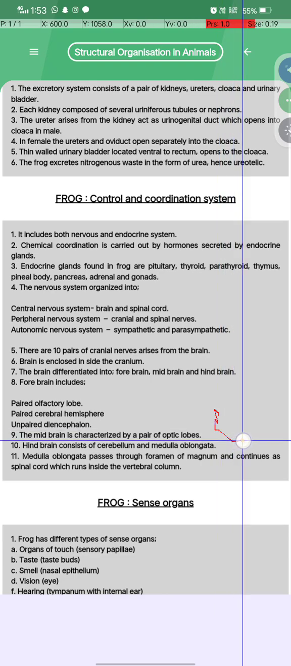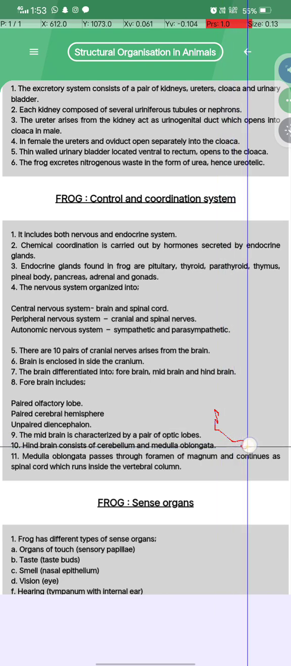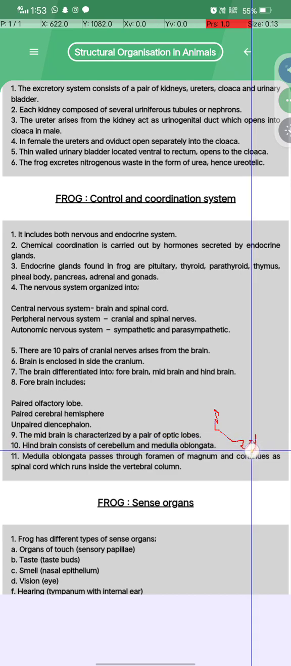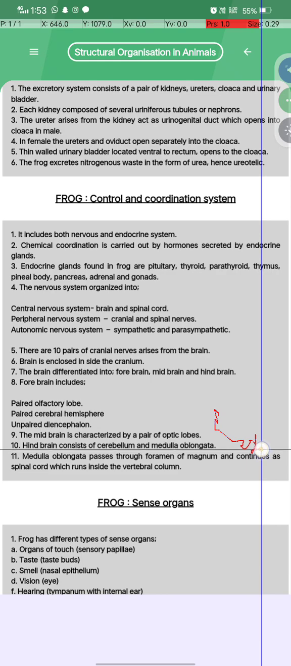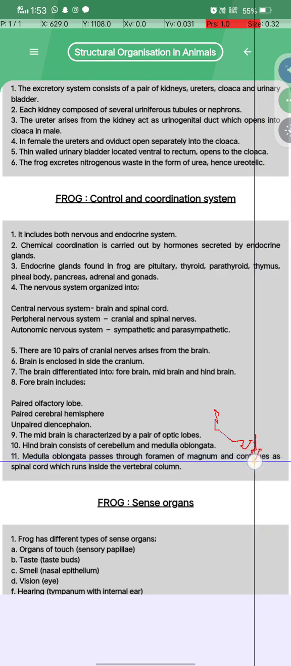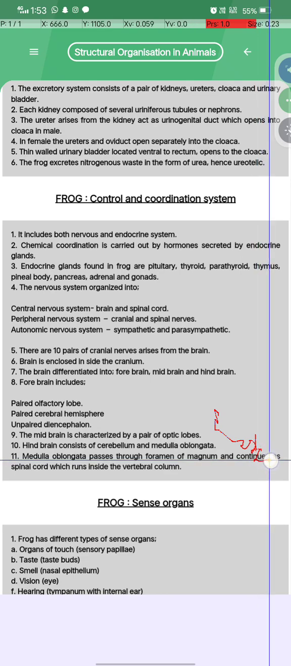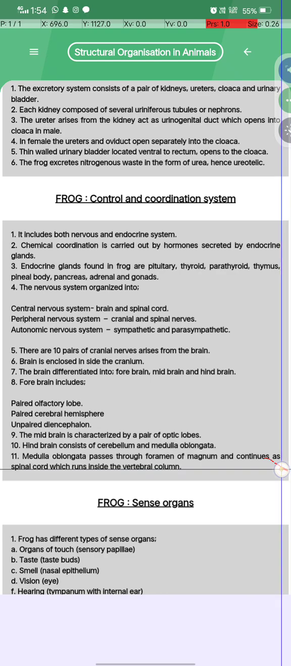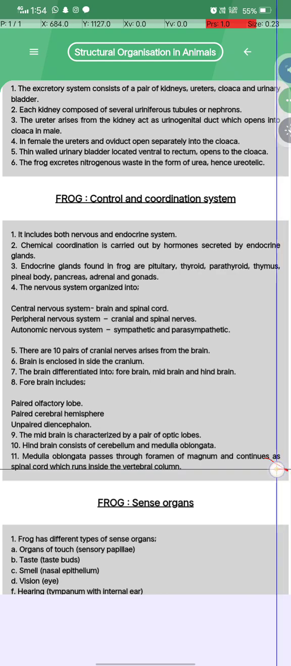And diencephalon. The midbrain is characterized by a pair of optic lobes, and the hindbrain consists of cerebellum and the medulla oblongata. The medulla oblongata passes through the foramen magnum and continues as the spinal cord, which runs inside the vertebral column.